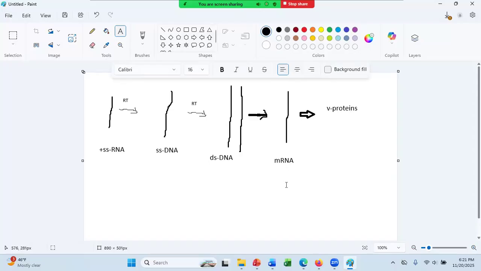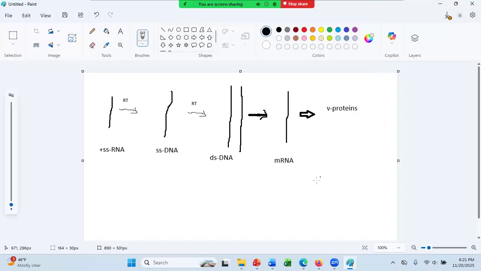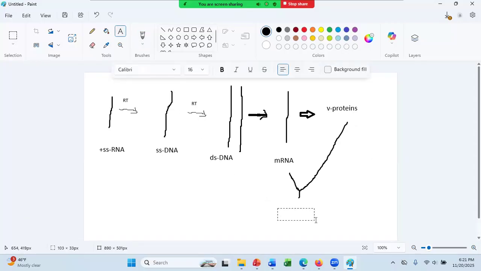And then these viral proteins can get together with the viral messenger, the genome, positive single strand RNA, to make the new virions. Any questions about how retroviruses replicate?